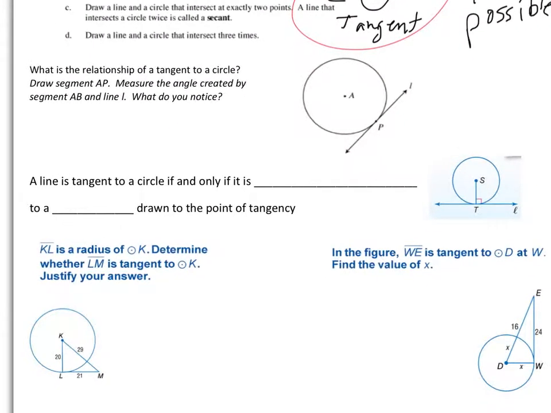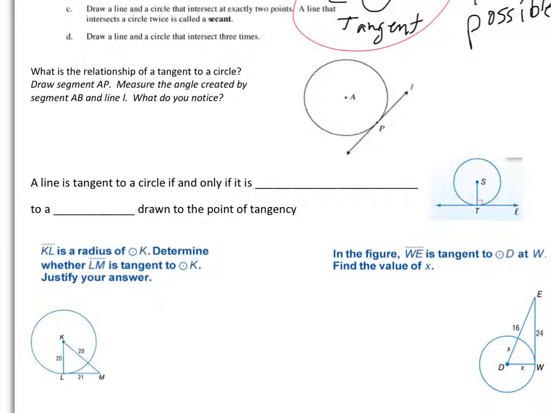The relationship between a tangent: notice that if I was to draw the radius, does that line not look like it's perpendicular? In fact, it is. A line is tangent to a circle if and only if it is perpendicular to a radius drawn to the point of tangency. Basically, the point where that line intersects the circle, if you draw a radius to that point, it will be perpendicular. This helps us in solving problems.